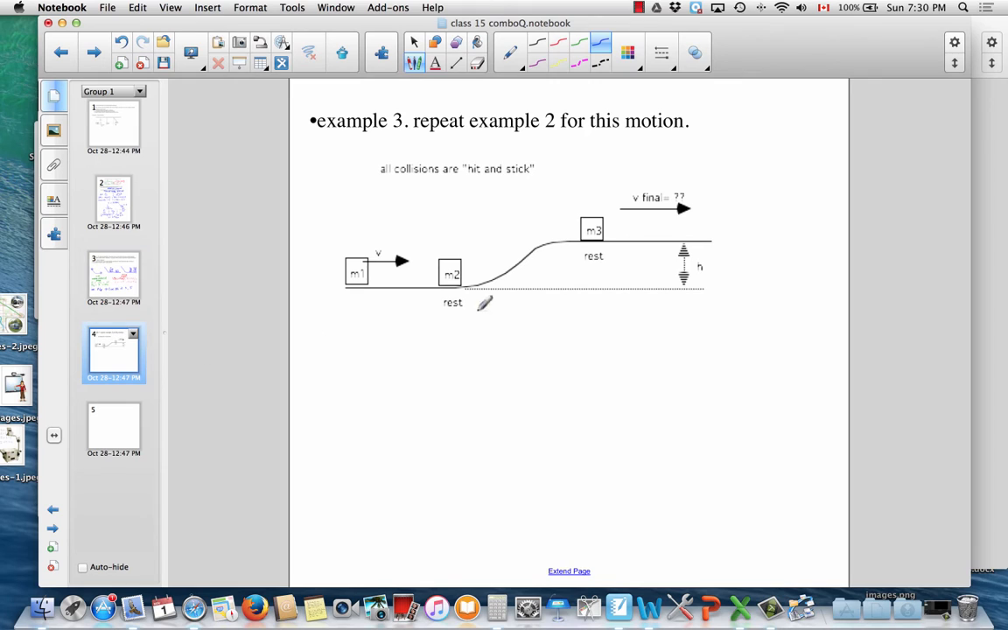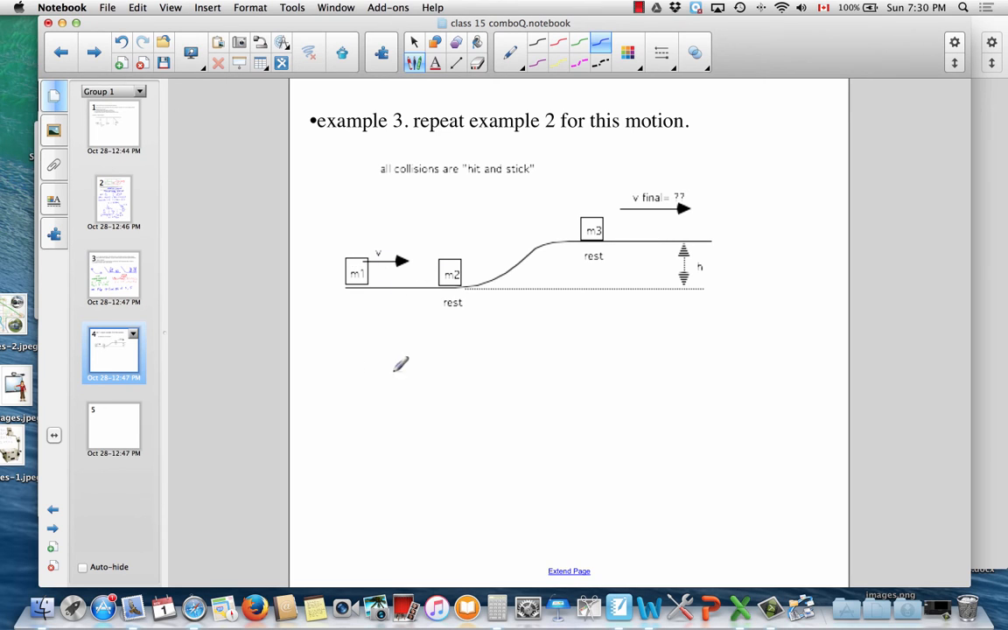Here's a similar question. There's 3 masses. They're going to hit and stick. Stop the video, then think about how you'd analyze this problem. How many steps are there? Which principles will you apply, and in which order? Okay, so hopefully you realized that there's sort of 4 steps here.